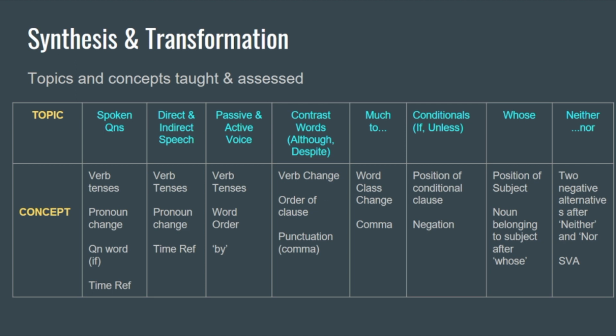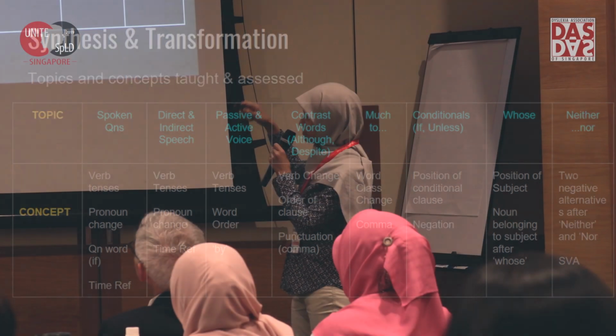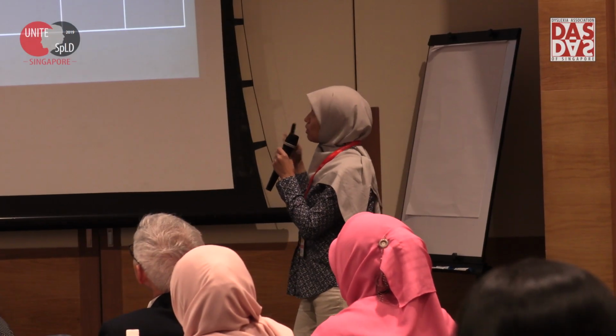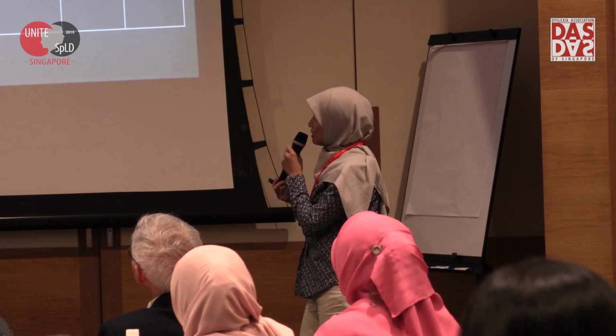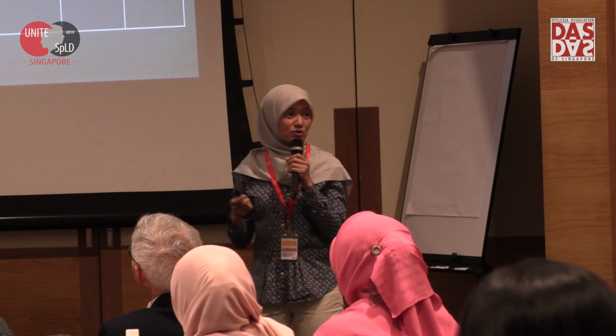Basically, the top row is a list of the topics that the students in our program have been taught, and they are similar to the topics that are covered in the mainstream schools' English exam syllabus. Under each topic, there are different concepts that are taught. And then these concepts form part of the marking rubrics, our unique marking rubrics. And they are tested in our entry and exit tests.